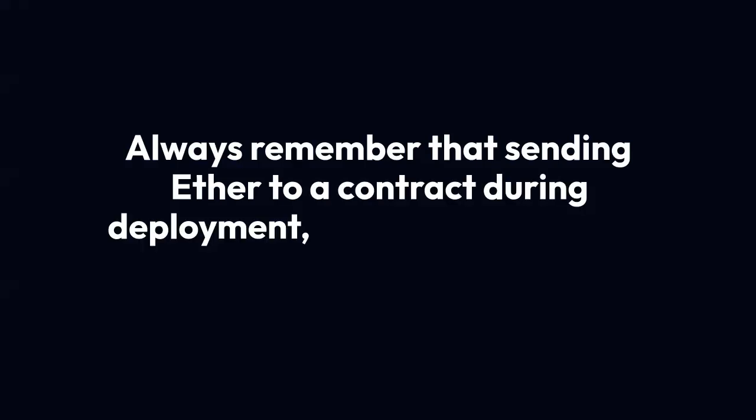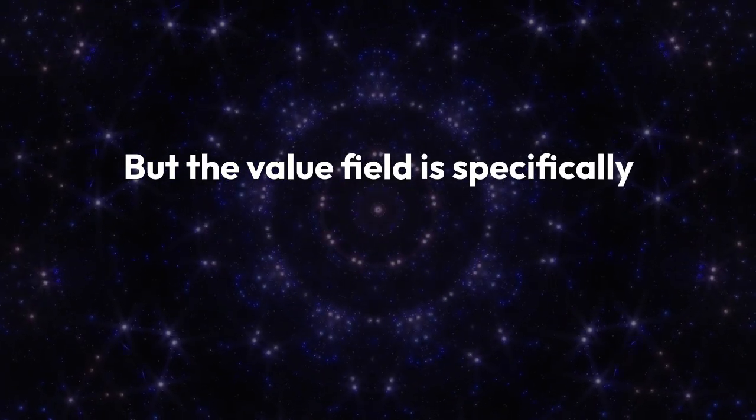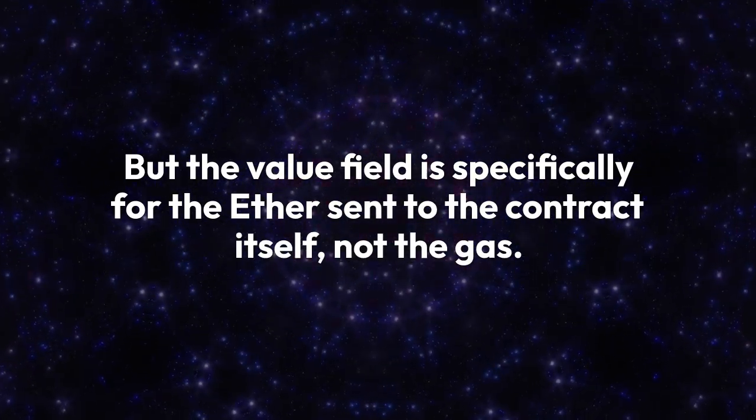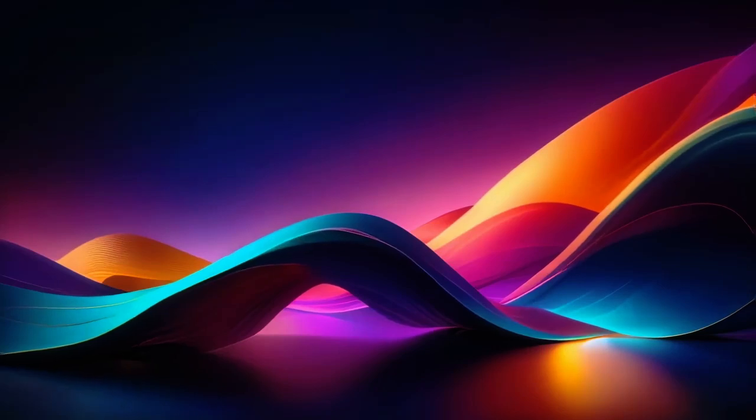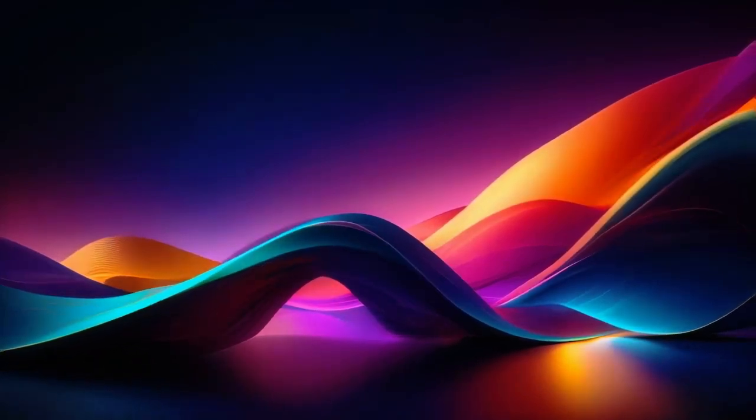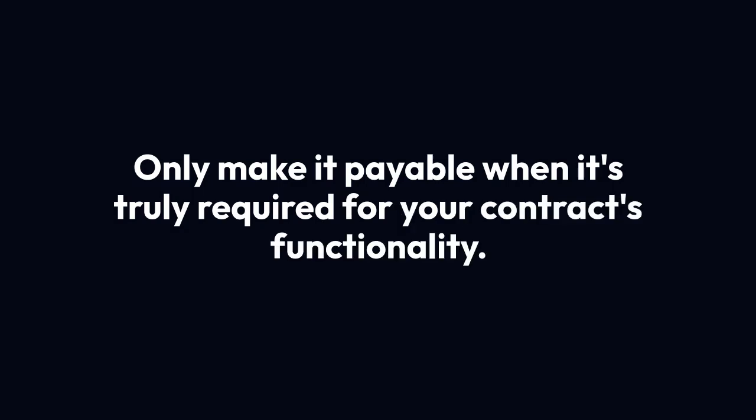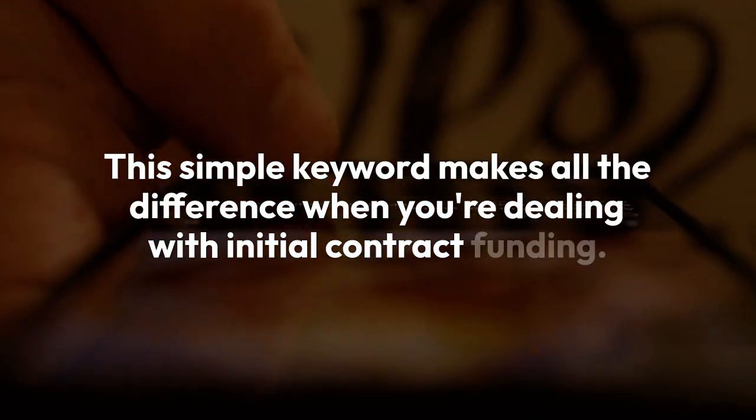Always remember that sending Ether to a contract during deployment, or at any other time, incurs gas fees, but the value field is specifically for the Ether sent to the contract itself, not the gas. If your constructor doesn't need to receive any Ether, then it's best practice not to mark it payable, as this can introduce unnecessary attack surfaces. Only make it payable when it's truly required for your contract's functionality. This simple keyword makes all the difference when you're dealing with initial contract funding.